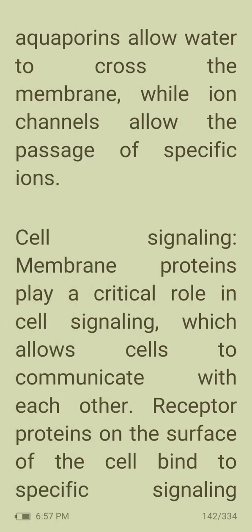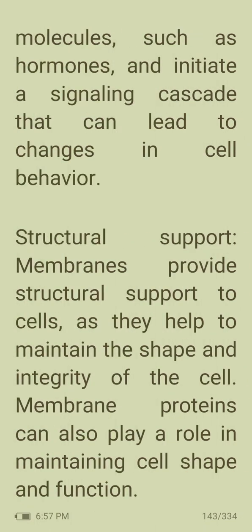For example, channels called aquaporins allow water to cross the membrane, while ion channels allow the passage of specific ions. Cell signaling. Membrane proteins play a critical role in cell signaling, which allows cells to communicate with each other. Receptor proteins on the surface of the cell bind to specific signaling molecules such as hormones and initiate a signaling cascade that can lead to changes in cell behavior.